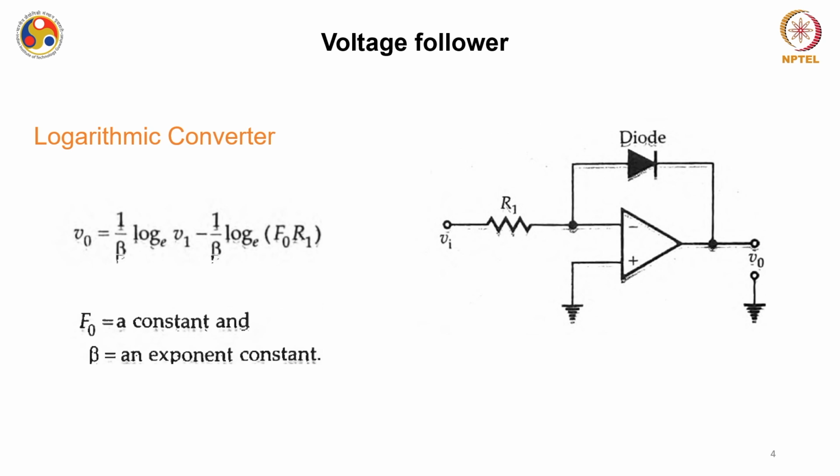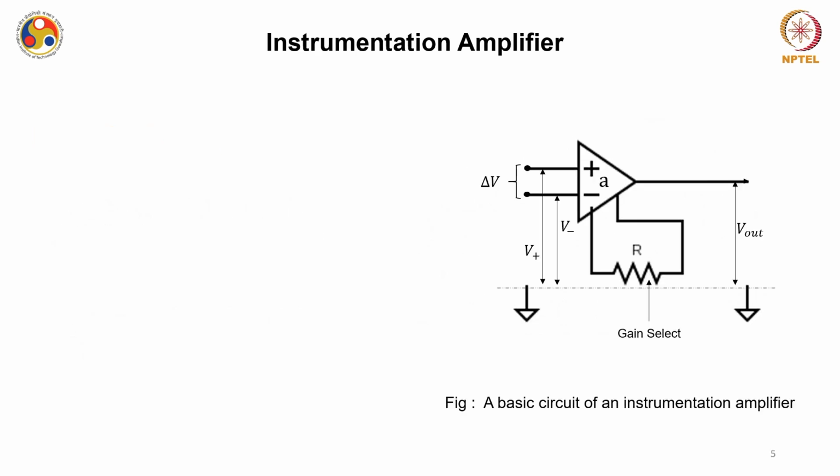Similarly, you can use this op amp as a logarithmic converter. This is a configuration of a typical logarithmic converter where you are not connecting any capacitance or resistance in the feedback, but in place of them you are connecting an active element, which is a diode, in this feedback. And then you have a resistance here, R1. So this output is equal to 1 by beta log V1 minus 1 by beta log F naught into R1, where F naught is a constant and beta is again an exponential constant. So these are various ways to connect active and passive components in an op amp.